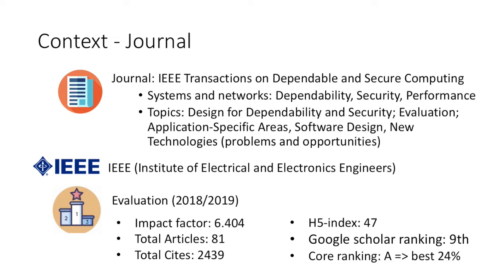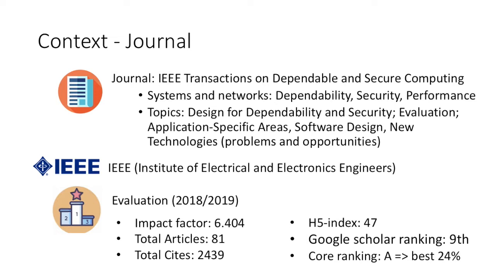The research paper was not published at a conference but in a journal called Transactions on Dependable and Secure Computing, which publishes research results about systems and networks that are dependable and secure to a certain level and take into account performance. Topics include, but are not limited to, design for dependability and security, evaluation, application-specific areas, software design, and new technologies. The publisher is IEEE, which is the Institute of Electrical and Electronics Engineers. It is a professional association for electrical and electronic engineering, telecommunications, computer engineering, and allied disciplines.